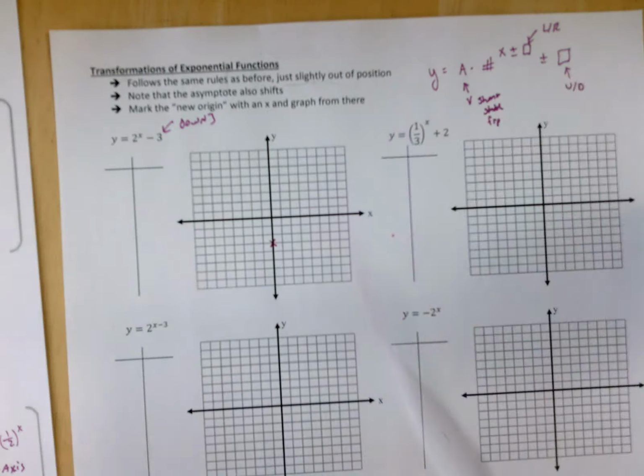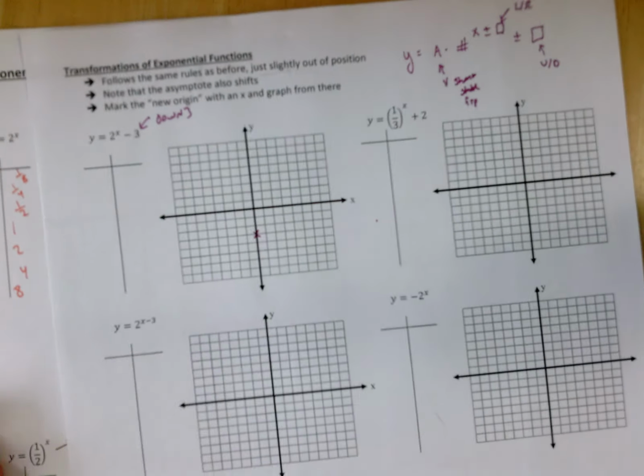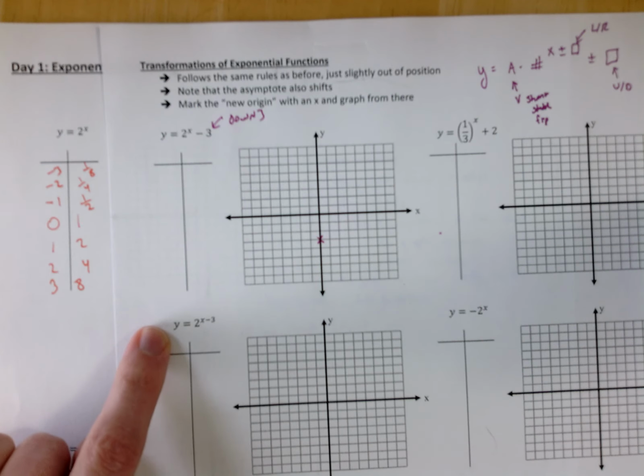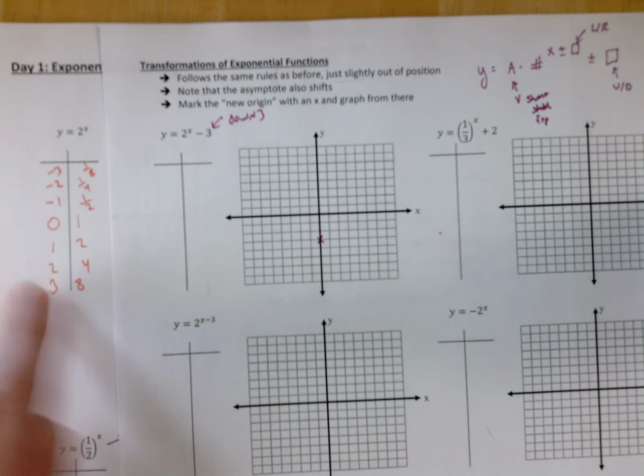Then from there, I'm going to use the same table of values that we had before. I left space here to recopy it so that I would have a reference, but I'm on two different pieces of paper, so I don't need it.